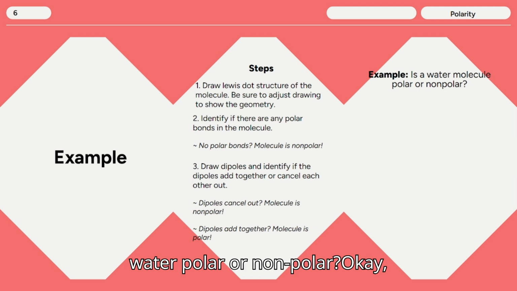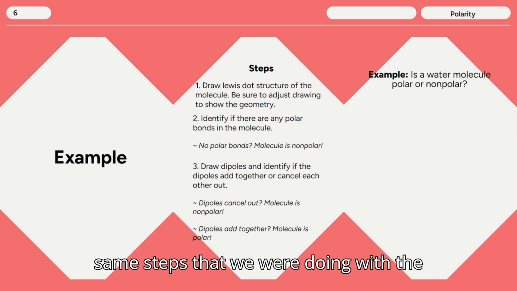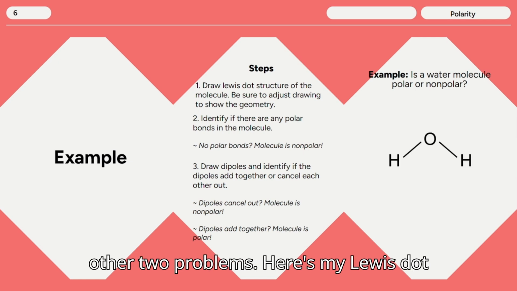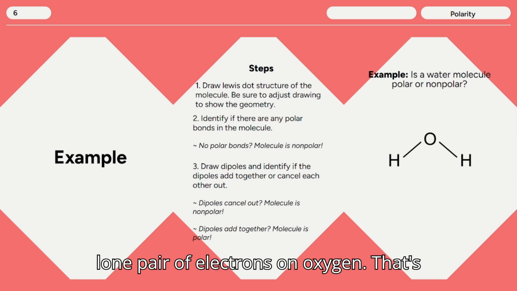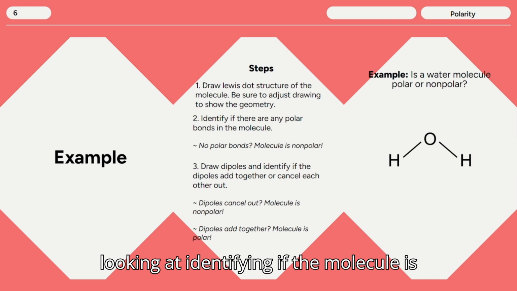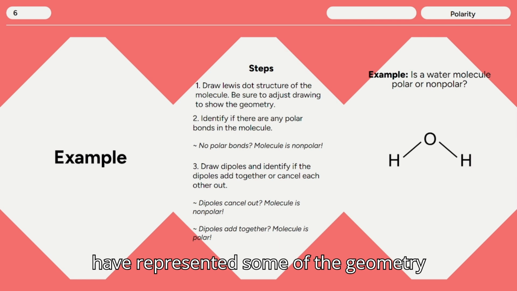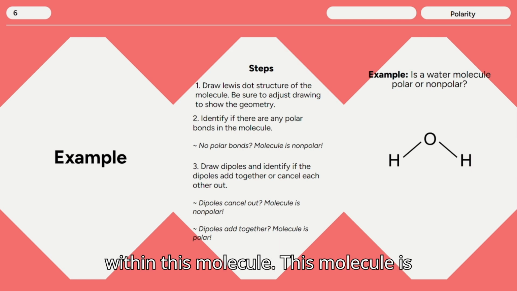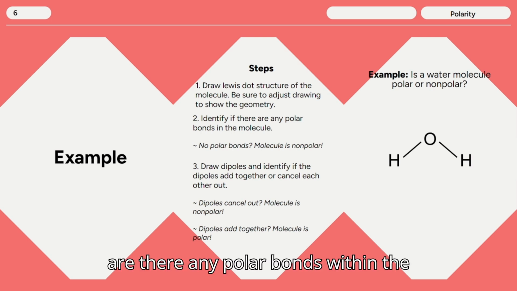Now, what about our water molecule? Is water polar or nonpolar? Okay, same steps that we were doing with the other two problems. Here's my Lewis dot structure. Notice I'm not showing the lone pair of electrons on oxygen. That's really not as important when we're identifying if the molecule is polar or not. But as you can see, we have represented some of the geometry within this molecule. This molecule is bent.